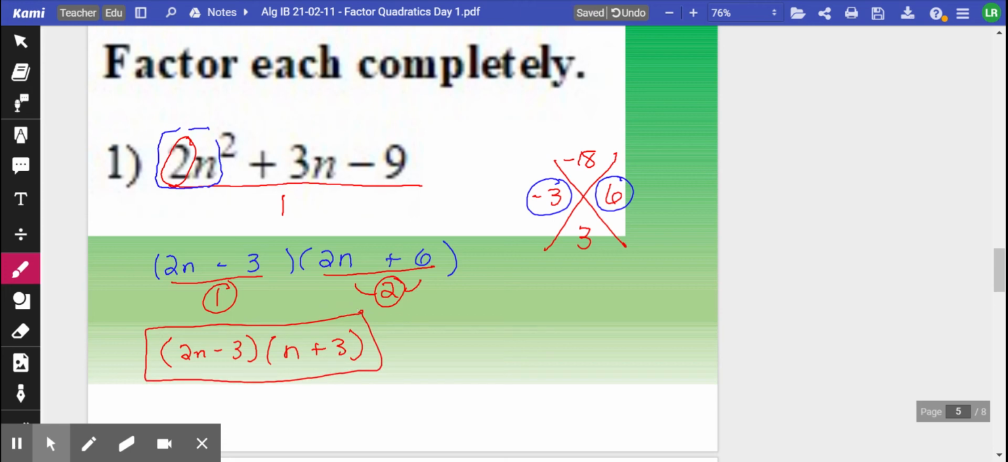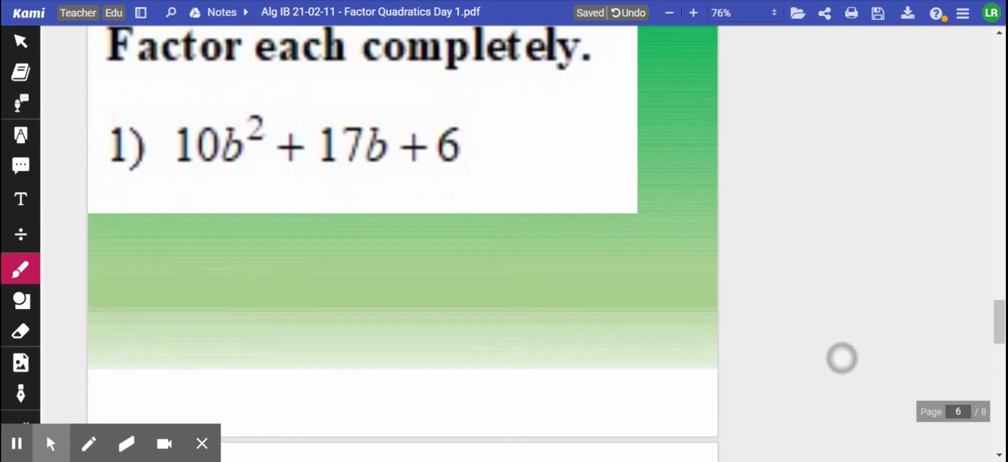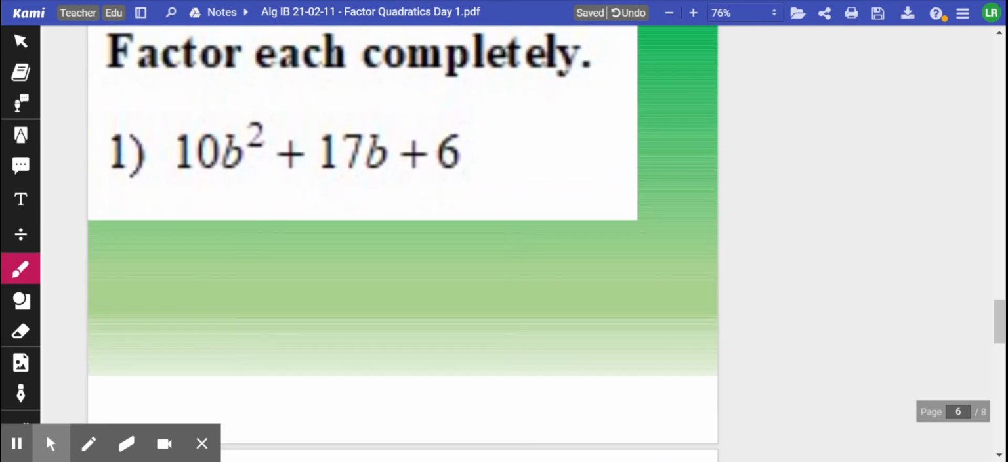Okay, let's look at our next one. Got two more together. Write this one down. Got 10b squared plus 17b plus 6. Okay, there's our A, there's our B, there's our C.